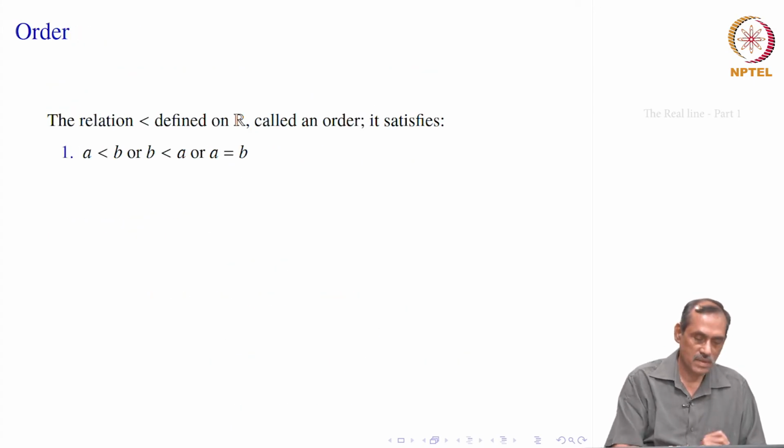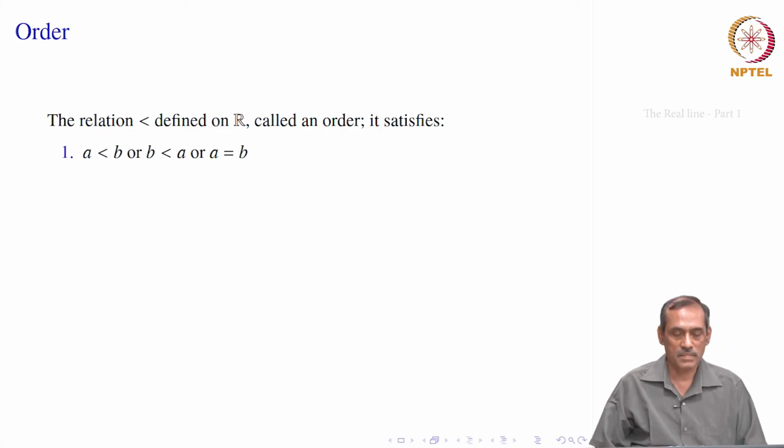And over and above that, we have something else, a relation defined on the real numbers. It is a binary relation. It talks about two elements and what relation they have in between. So, suppose A and B are any real numbers and we have this relation which we will write as less than, then this property holds, which is either A is less than B or B is less than A or A is equal to B.